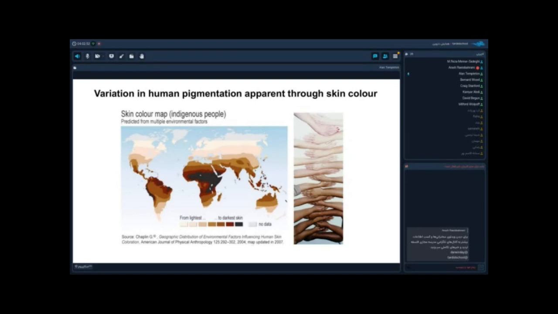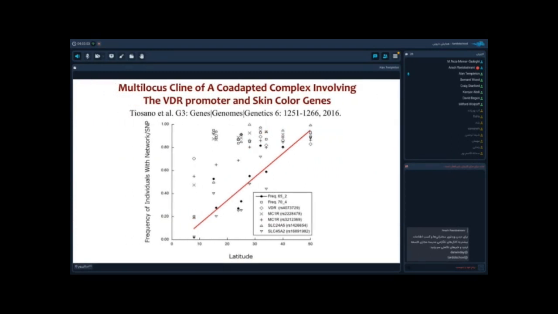We now know, of course, the genetic basis of skin color. The skin color genes have been mapped, and a few years ago, a group I was working with published a paper that appeared in Genes, Genomes, and Genetics. And we used a computer program made by a former graduate student of mine, Charlie Clymer, that can look for co-adapted complexes embedded in the human genome. And one of the complexes that emerged included several of the skin color genes and the VDR gene, the vitamin D receptor locus.